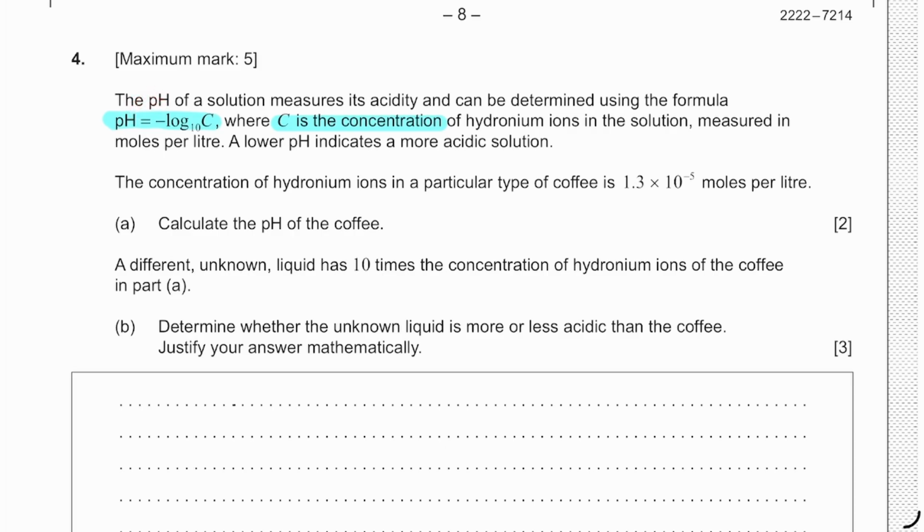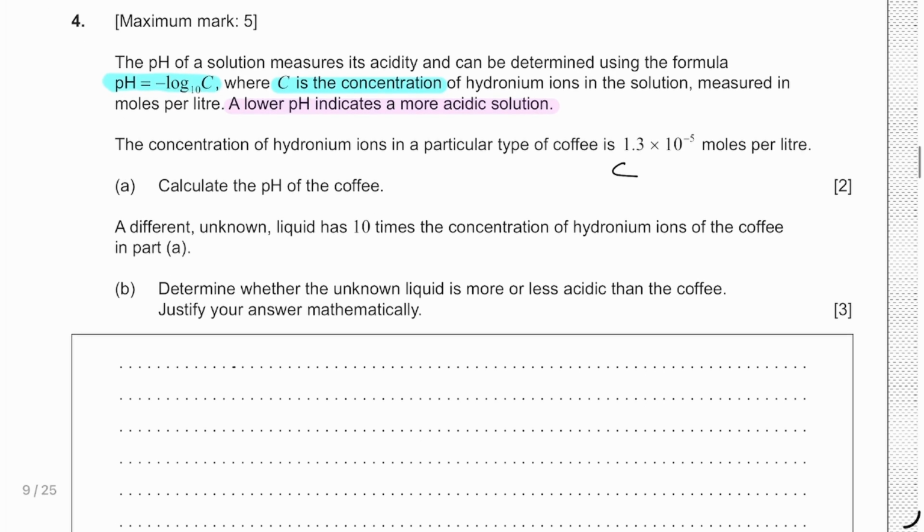Important information here: a lower pH indicates a more acidic solution. Okay, if the pH is low, it means more acidic. We're going to use this information later on. The concentration of hydrogen ions in a particular type of coffee is this much. So this is what, guys? Concentration is given, right? Calculate the pH of the coffee.